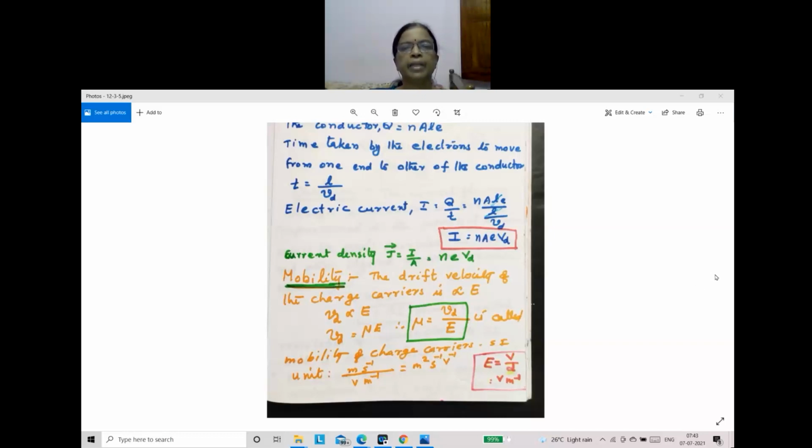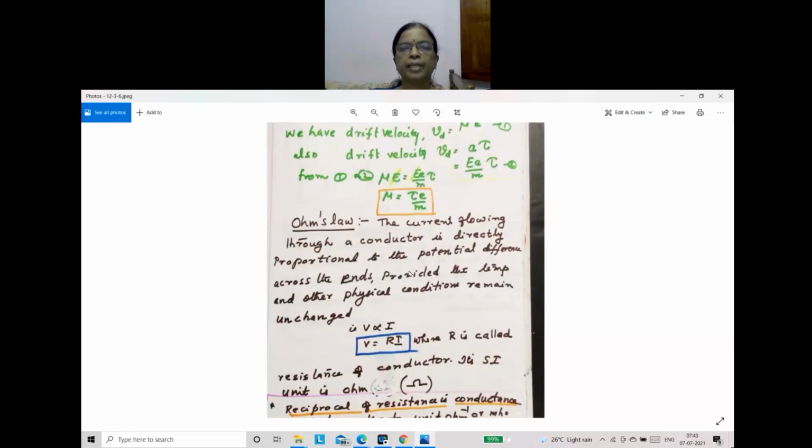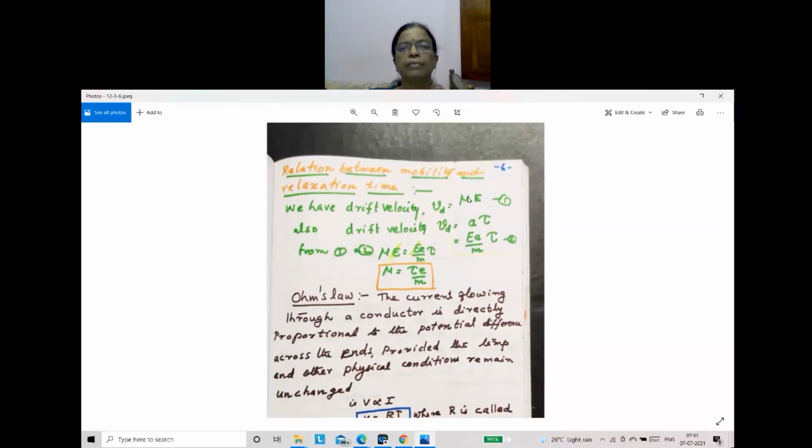Ohm's law is coming. Relation between mobility and relaxation time. Relaxation time, I told you, is the time elapsed between two successive collisions. That is relaxation time. Now the relation between mobility and relaxation time. We have drift velocity Vd equal to mu into E. Drift velocity Vd is also equal to A into T.